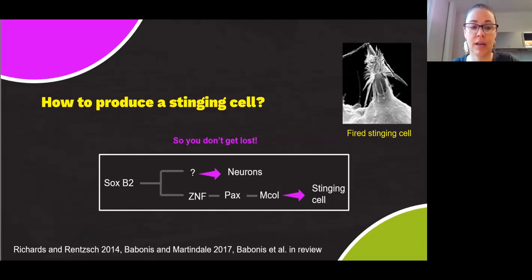So we start with the SOX-B2 gene, and then we have two different paths. One is for producing neurons, and the other is for producing stem cells. We know that zinc finger, PAX, and minicollagen are all genes in the pathway to produce stem cells. So we will approach our questions in the reverse order. We will first focus on the PAX genes and minicollagen.